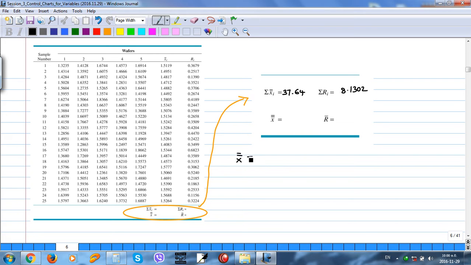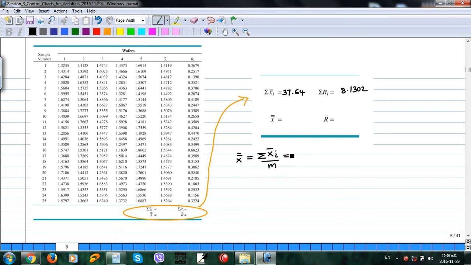And then how can we find x double bar? X double bar equals sigma x bar i over m. Sigma x bar you found as 37.64, and m means the number of entries here, 25.